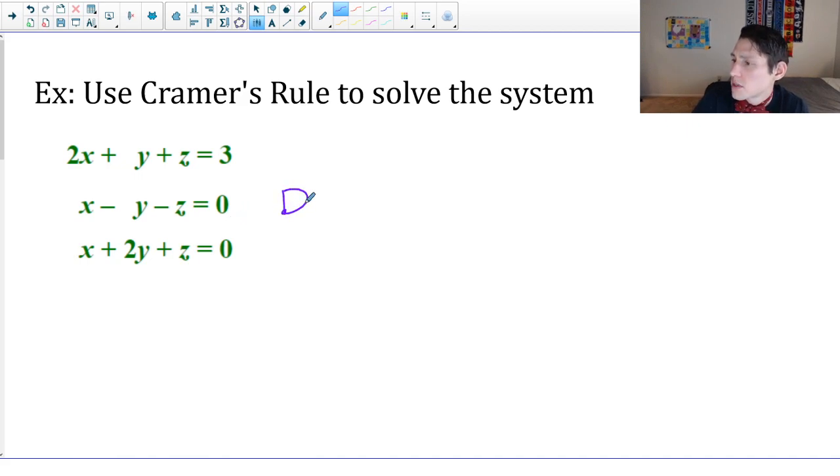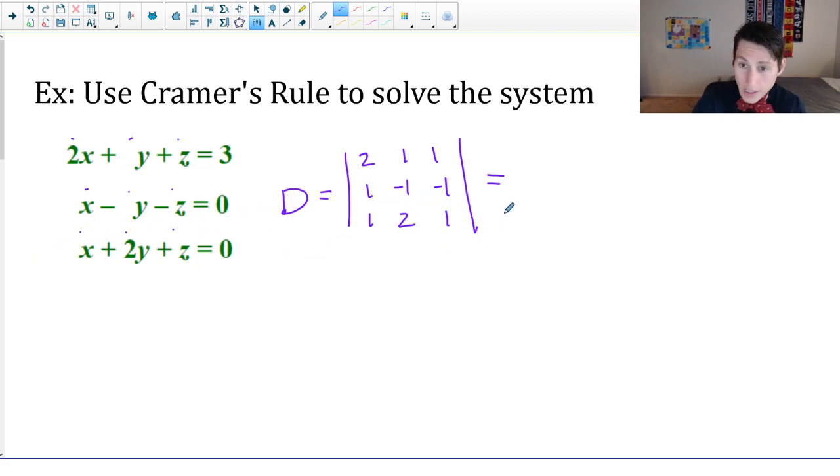Okay, so the first thing we would want to do is find this capital D. Now, what is that? That is the determinant of this matrix, because these are just the coefficients, right? 2, 1, 1, 2, 1, 1. 1, negative 1, negative 1. 1, negative 1, negative 1. 1, 2, 1. 1, 2, 1. All right, that's all it is.